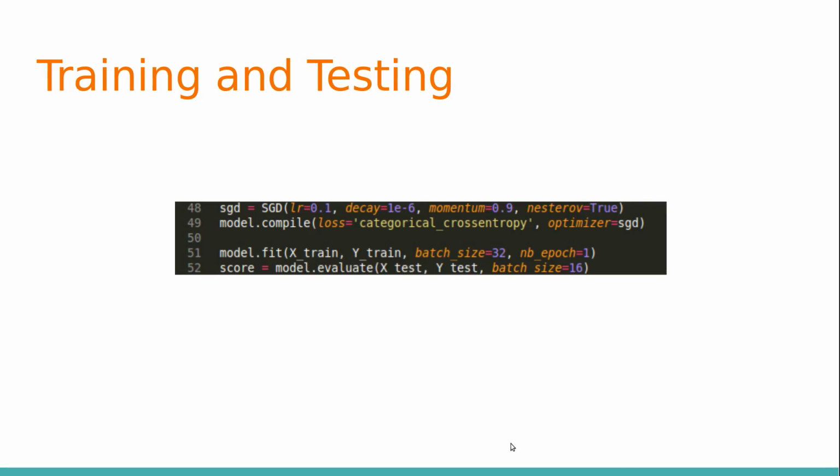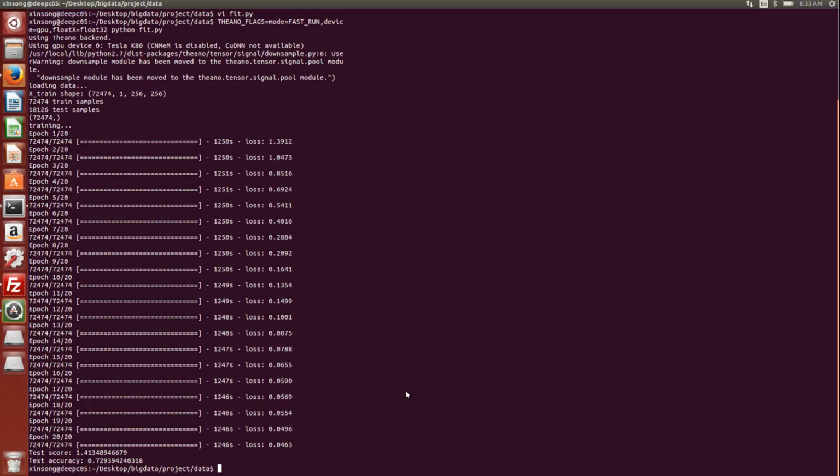For the hyperparameters, I applied SGD as optimizer, and I set the learning rate to 0.1, set momentum to 0.9, and I applied cross entropy as my loss function. I trained it for about 20 epochs, which cost about 8 hours, and I achieved 0.73 accuracy.